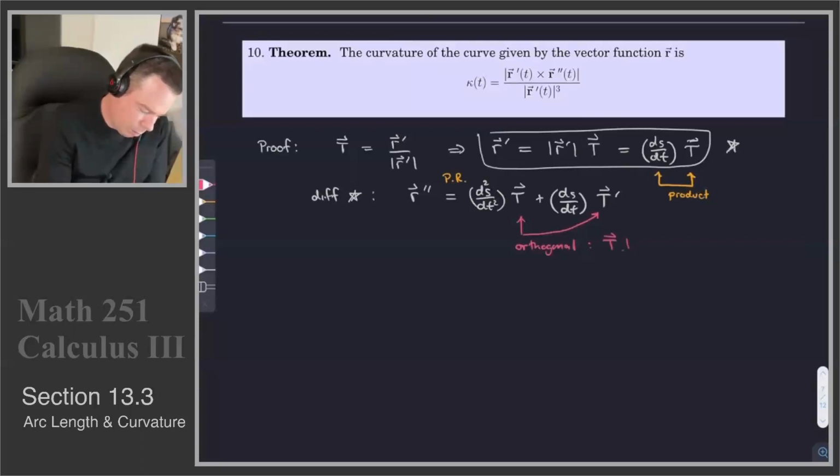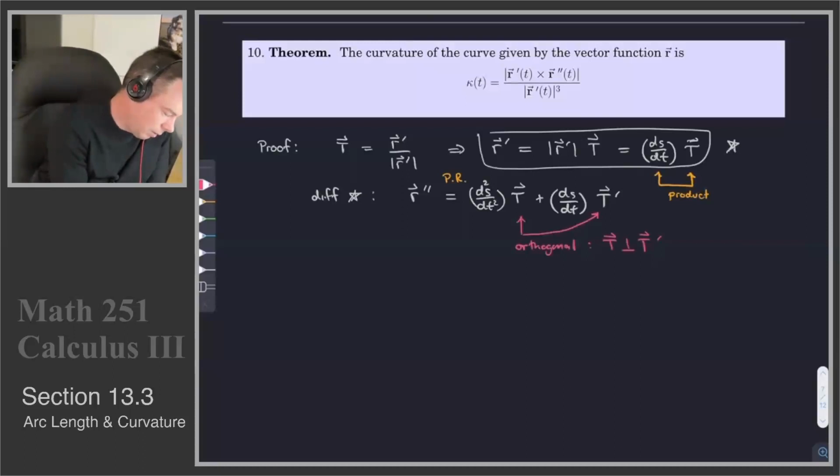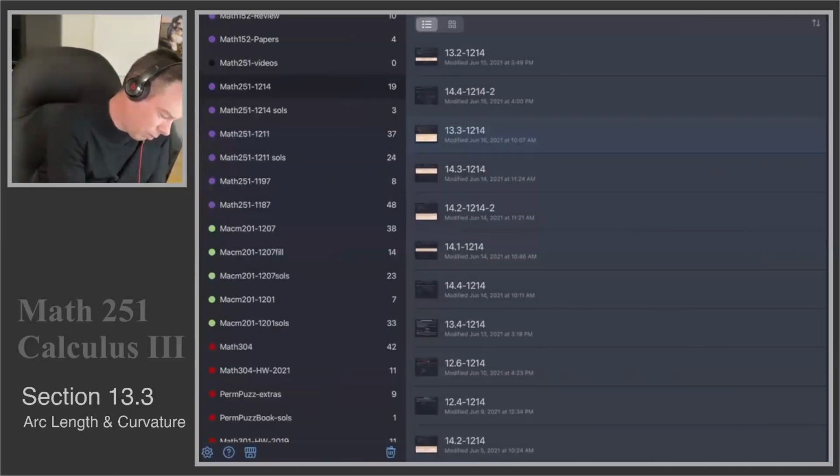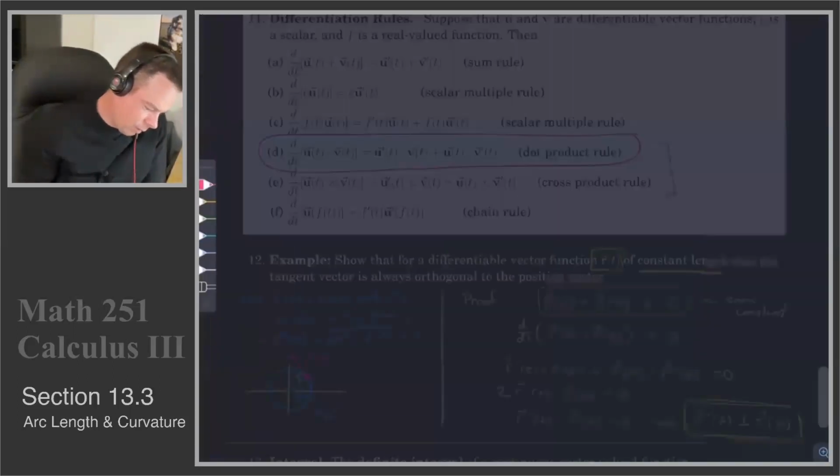T is perpendicular to T prime. You may say, well, why is that? Why do we know they're orthogonal? I said we can recall this fact. So the reason is, we'll go back to the 13.2 notes. Where are those? 13.2, there they are.